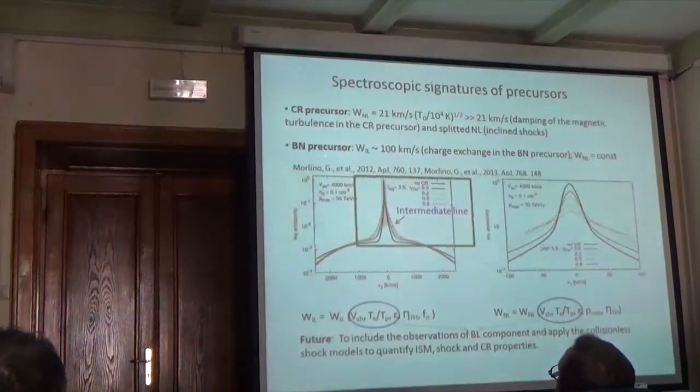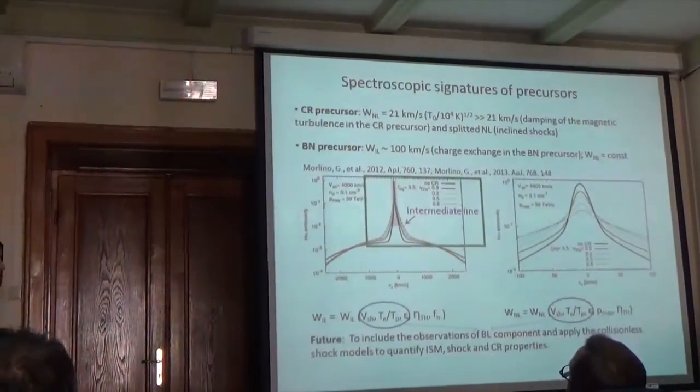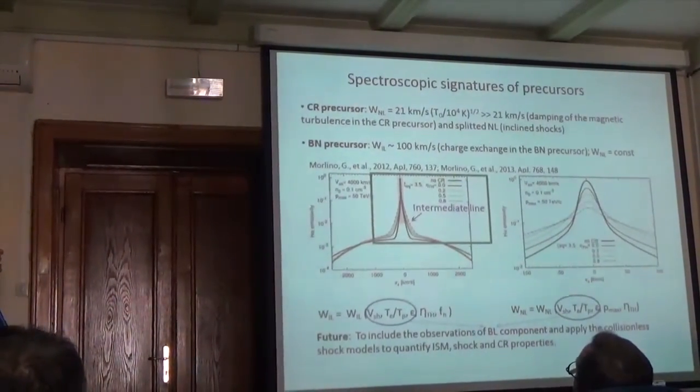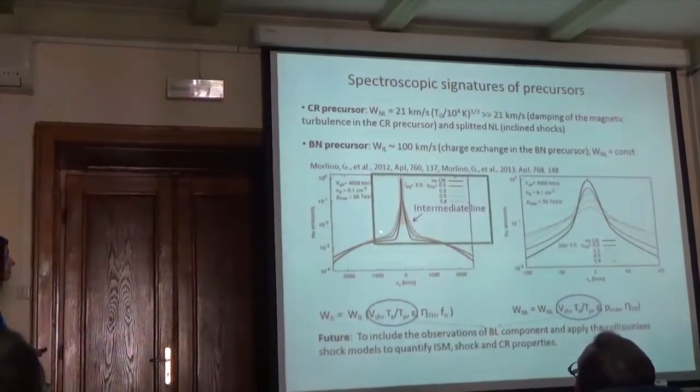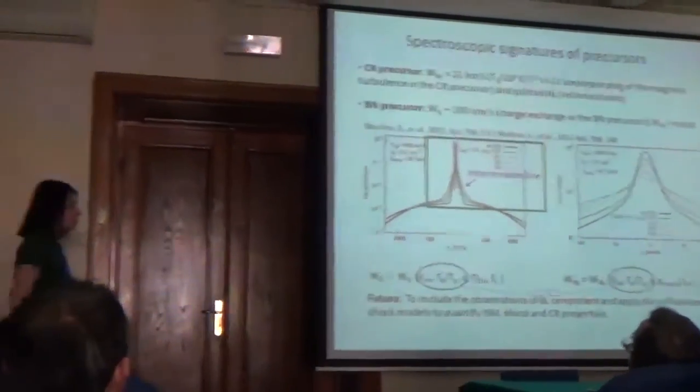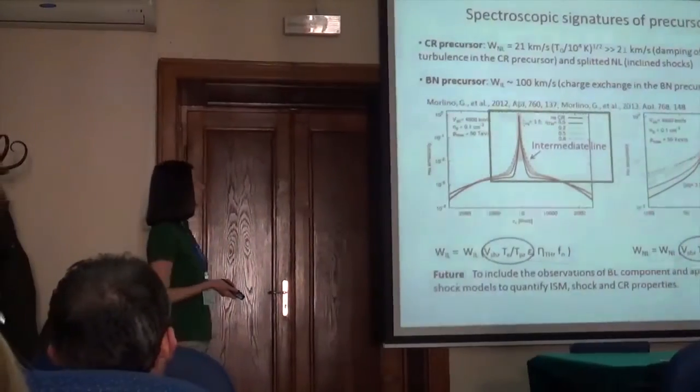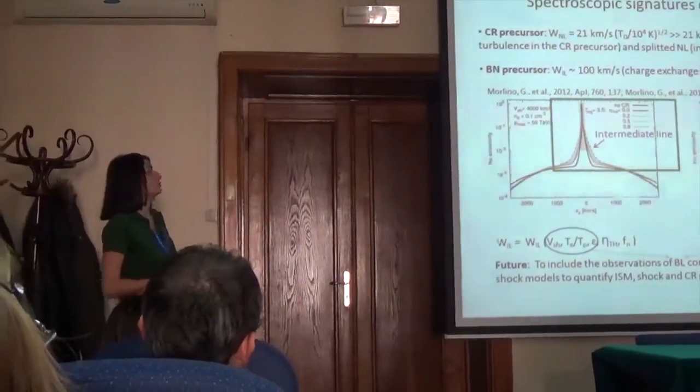The broad neutral precursor introduces another component, which is called the intermediate line, as you can see here, with a width of approximately the order of 100 kilometers per second.